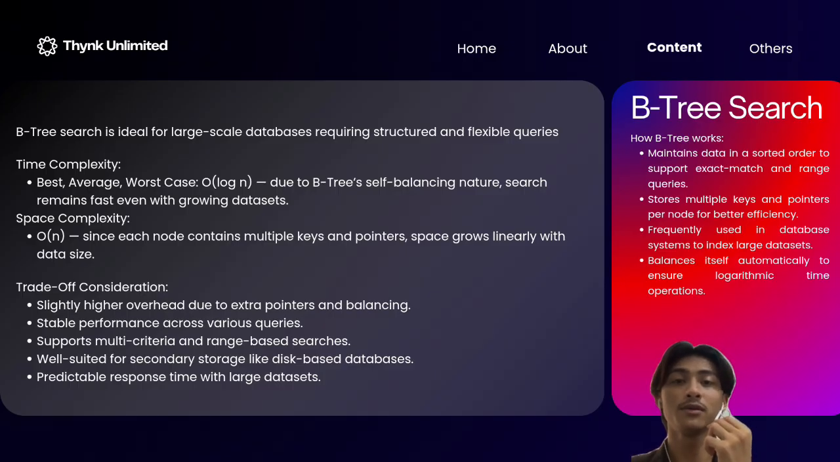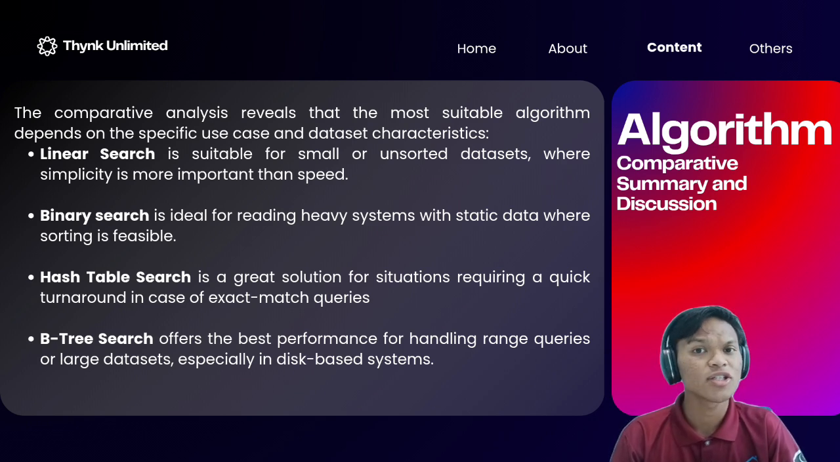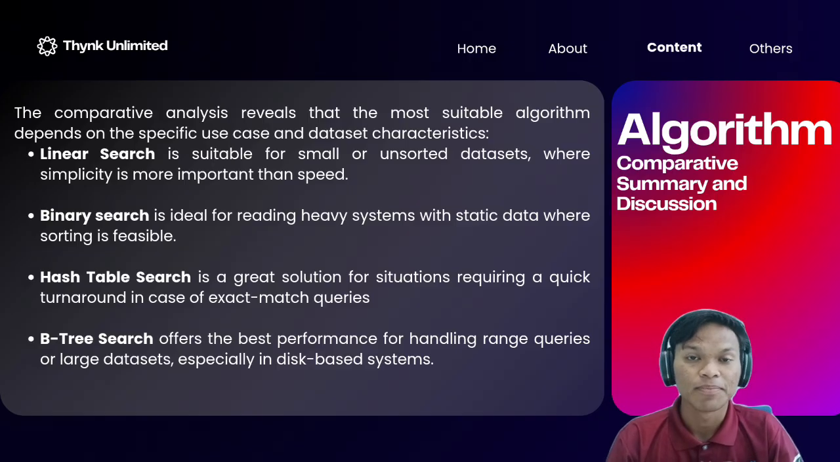So, in summary, B-trees are a better choice for systems that need flexibility and reliability in handling complex queries. Comparative analysis. To summarize all four algorithms, first is linear search. Linear search is best for small or unsorted datasets and simple to implement but inefficient for large data. Second is binary search. Binary search is ideal for read-heavy systems with sorted static data and fast performance but requires pre-sorting. Third algorithm is hash table search.